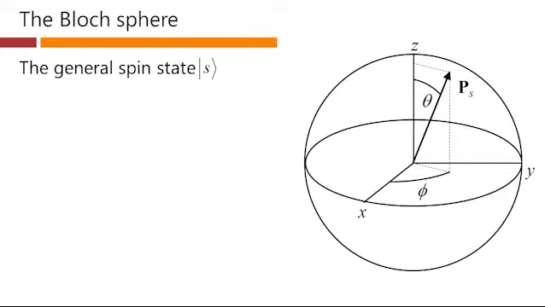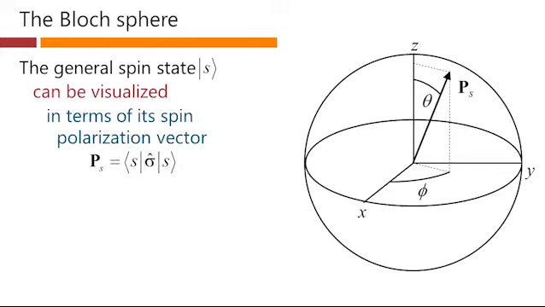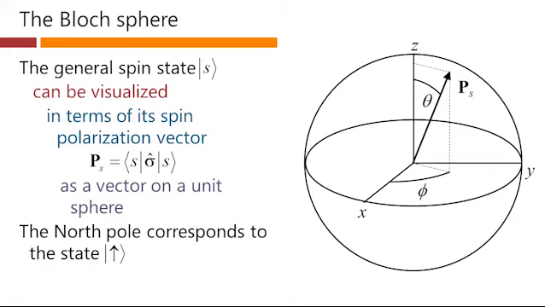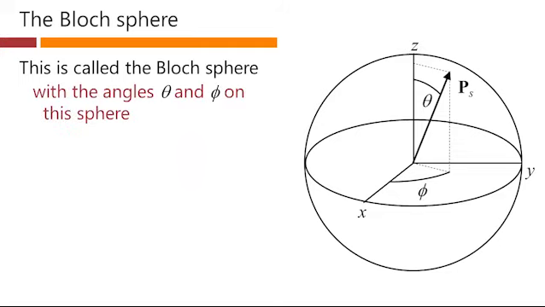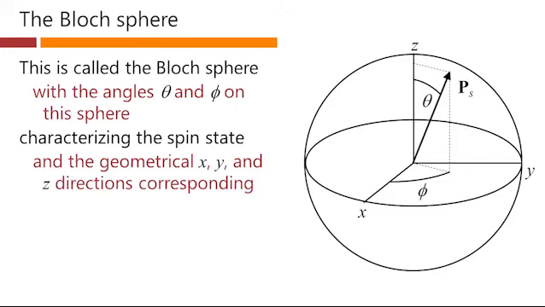And hence a general spin state S can be visualized in terms of its spin polarization vector as an ordinary geometrical vector here, in spherical polar coordinates with these thetas and phis having meanings. The North Pole here would correspond to P being spin up. The South Pole would correspond to it being spin down in the z direction. This is called the Bloch sphere, with angles theta and phi on this sphere here characterizing our spin state.